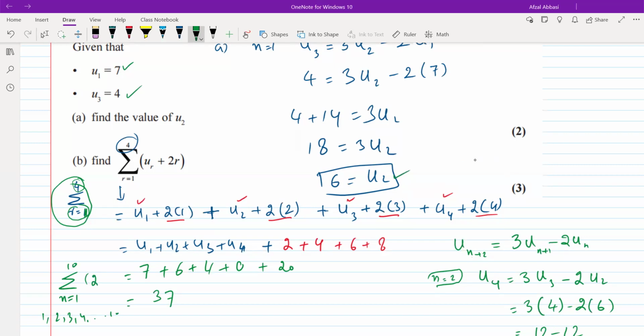Let's say you are given 2n. So it means every time you have to replace n by the values from 1 to 10, and we will add them because it's a sum. So that is how we answered question number 1.